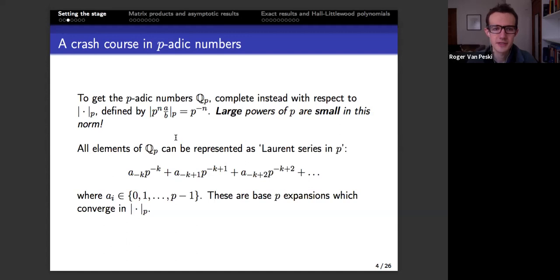And similarly to the decimal expansion, you can write elements of Q_p as Laurent series in p, with coefficients these a_i, which live between 0 and p minus 1. So you can think of this as like a base p expansion of an integer, except the powers of p can get arbitrarily large. If you truncate this series at some power, then it will give you a legitimate integer. And because large powers of p are small in this norm, as you look at successive truncations, you're going to get a Cauchy sequence. And so this is indeed a Cauchy sequence, which we added in when we completed it.